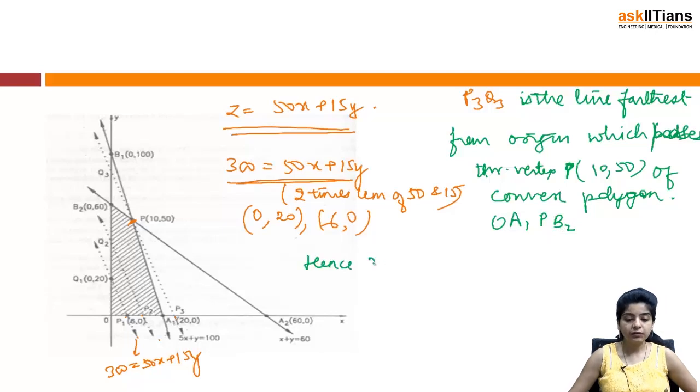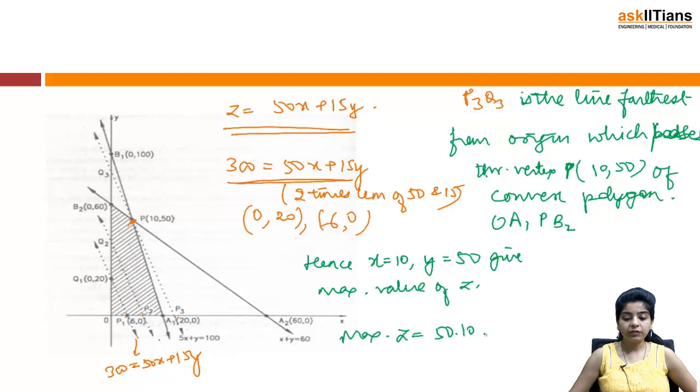Hence, this gives you that x equal to 10, y equal to 50 give the maximum value of z. Therefore the maximum z is given by z was 50x plus 15y, so it is 50 into 10 plus 15 into 50, that becomes 500 plus 750, that is 1250, and hence our answer is 1250.